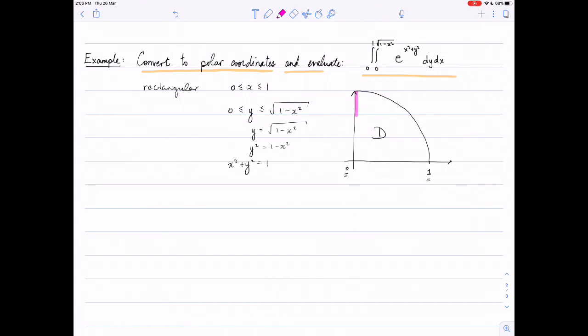And regardless of what the function is, we're going to see with this function there is a particular advantage to using polar coordinates. But for any region like this that is part of a circle, we've seen that in polar coordinates circles are very, very simple.